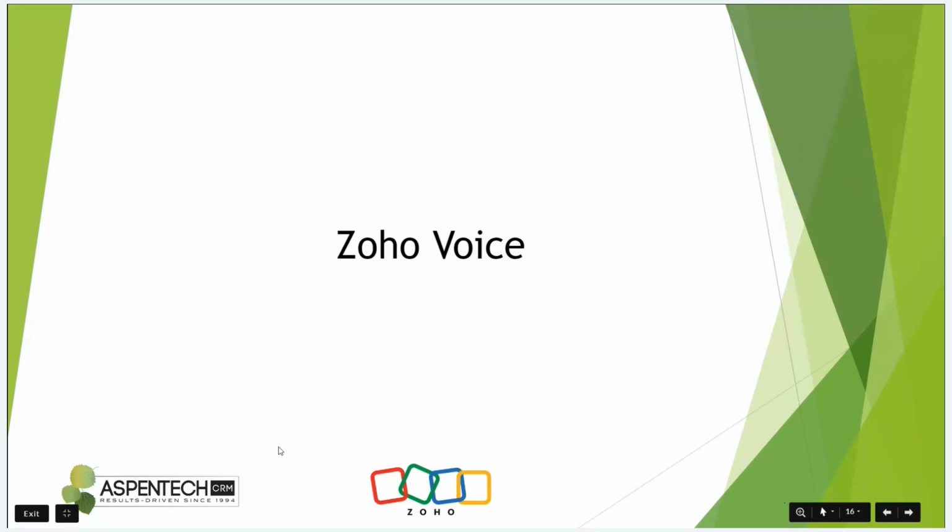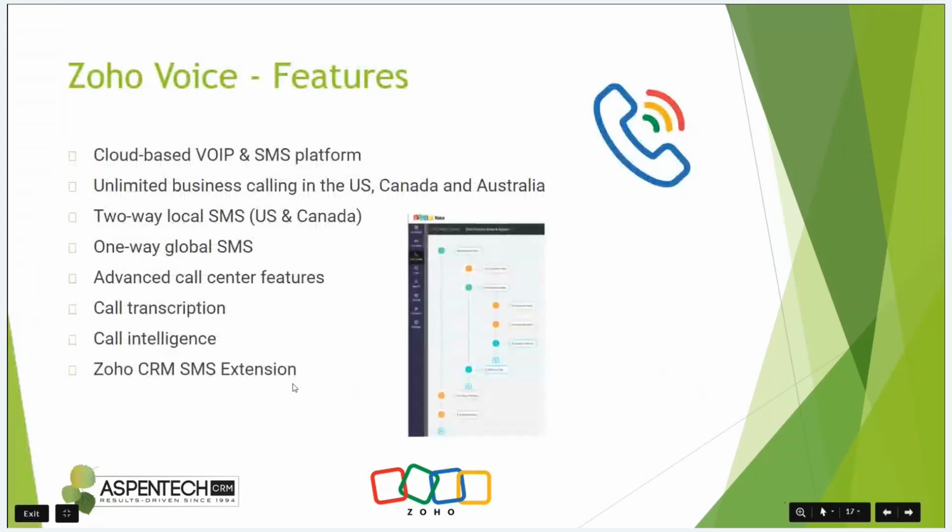And next up is Zoho Voice. Voice is Zoho's very own cloud-based VoIP and SMS platform. It includes unlimited calls in a few key regions right now to start, US, Canada, and Australia. We do expect Zoho Voice, though, to expand more globally. Additionally, Zoho Voice also includes one-way global SMS, so you can blast messages and notifications to anybody throughout the world. It also includes two-way local SMS for the US and Canada right now. And again, expecting Zoho Voice to expand more globally in that area as well.